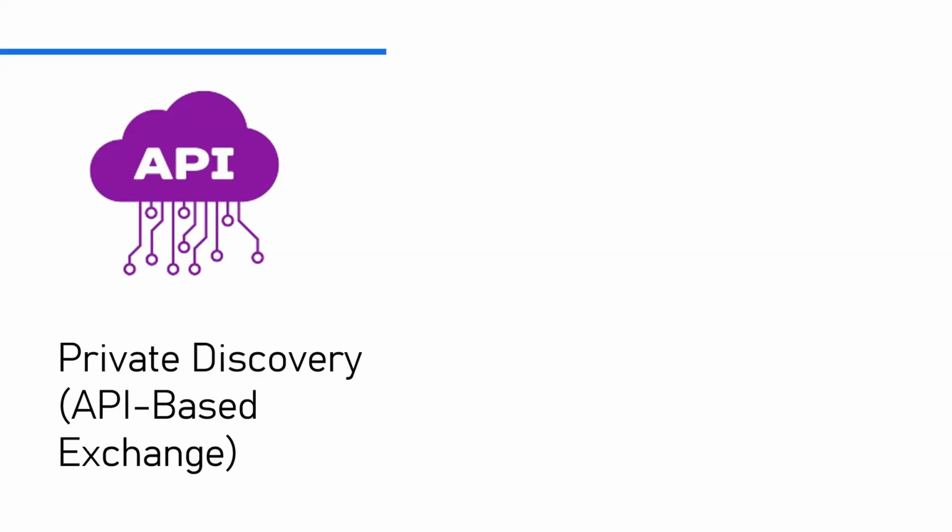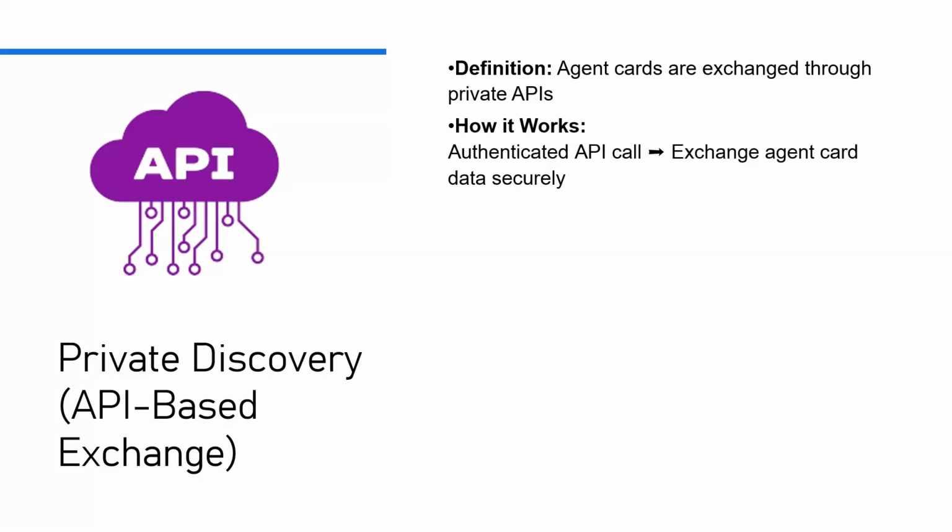The third approach is private discovery, that means API-based exchange. The definition is that agent cards are exchanged through private APIs. Just like we consume web services, we can also consume the private APIs of the agent system. Through the private APIs, the output of the API will be an agent card. How this works is we send an authenticated API call and the agent will send the card back to us.